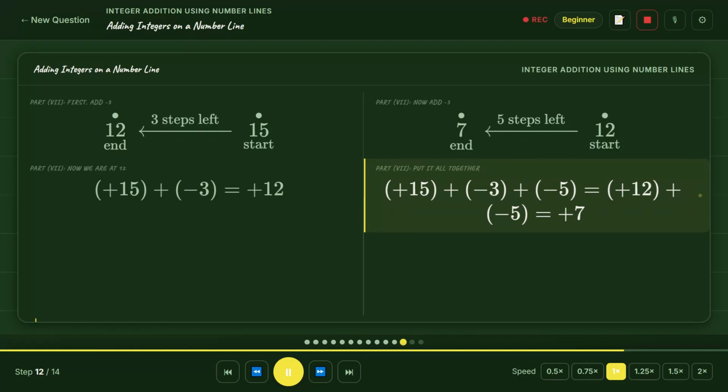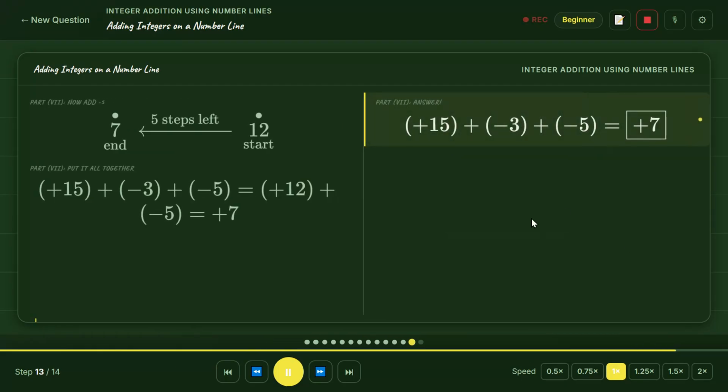Let's see the whole thing. We went from 15 to 12 and then from 12 to 7. Step by step, nice and easy. Positive 15 plus negative 3 plus negative 5 equals positive 7. You did it.